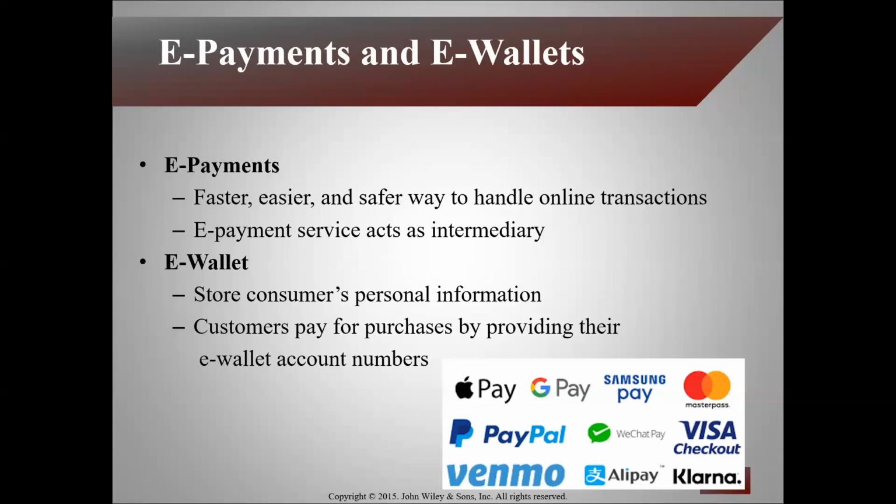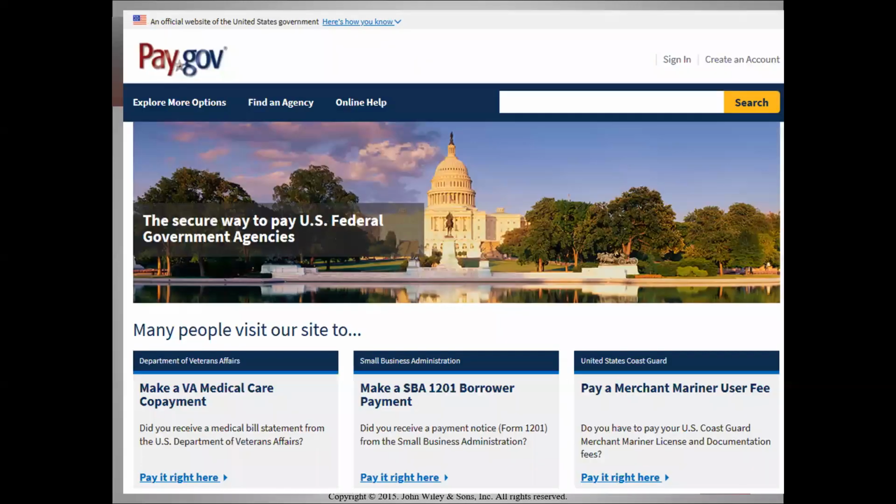Another internet payment option is an e-wallet. E-wallets are software applications that store a consumer's personal information, including their credit card numbers, their email addresses, and shipping information. There are so many internet payment options out there. You have your Apple Pay, your PayPal, Venmo, Zelle. There's just so many out there. But again, consumers have to be extremely careful. Here's the homepage for pay.gov. It is an e-payment system supported by the US government.